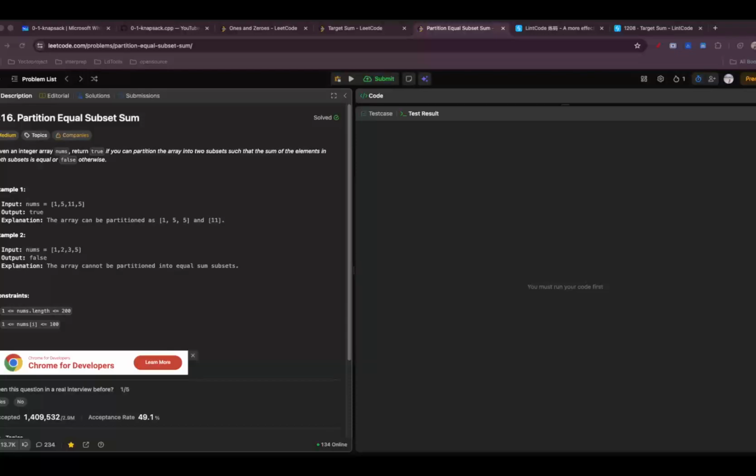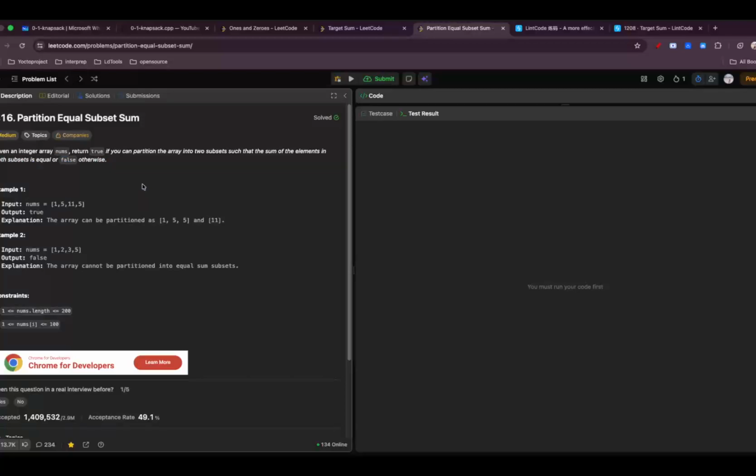We got those subsets which were there, right? So first let us read the question, then we'll conclude how we need to do it and how it is similar or different to the target sum question. So here, given an integer array nums, return true if you can partition the array into two subsets such that the sum of the elements in both subsets is equal, or false otherwise.